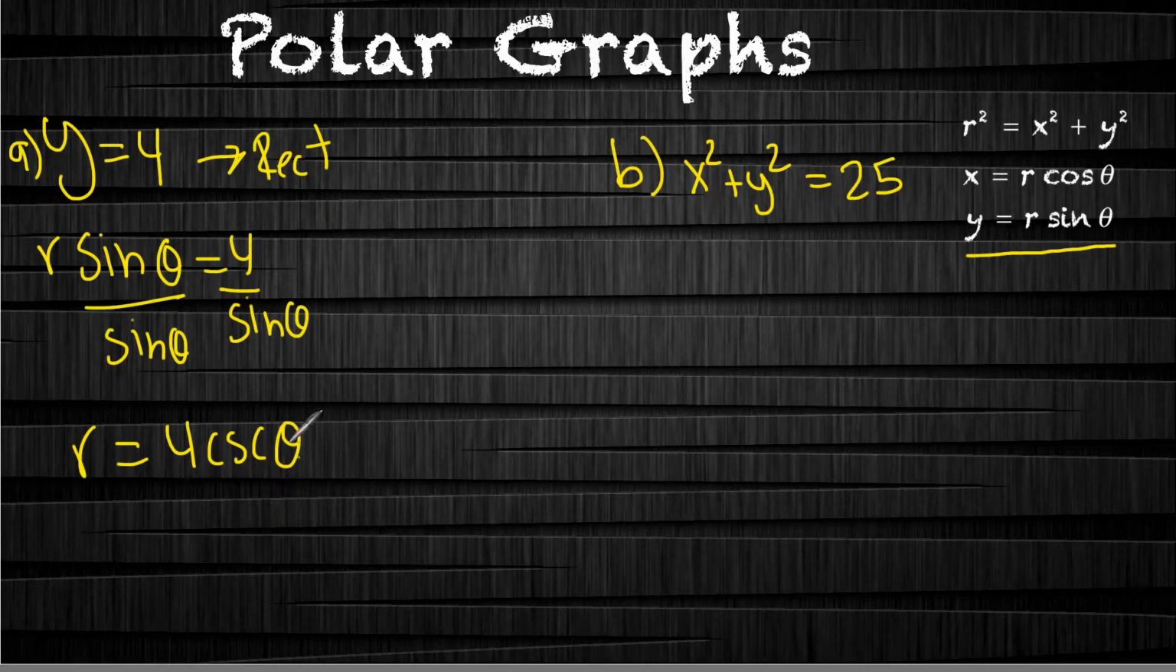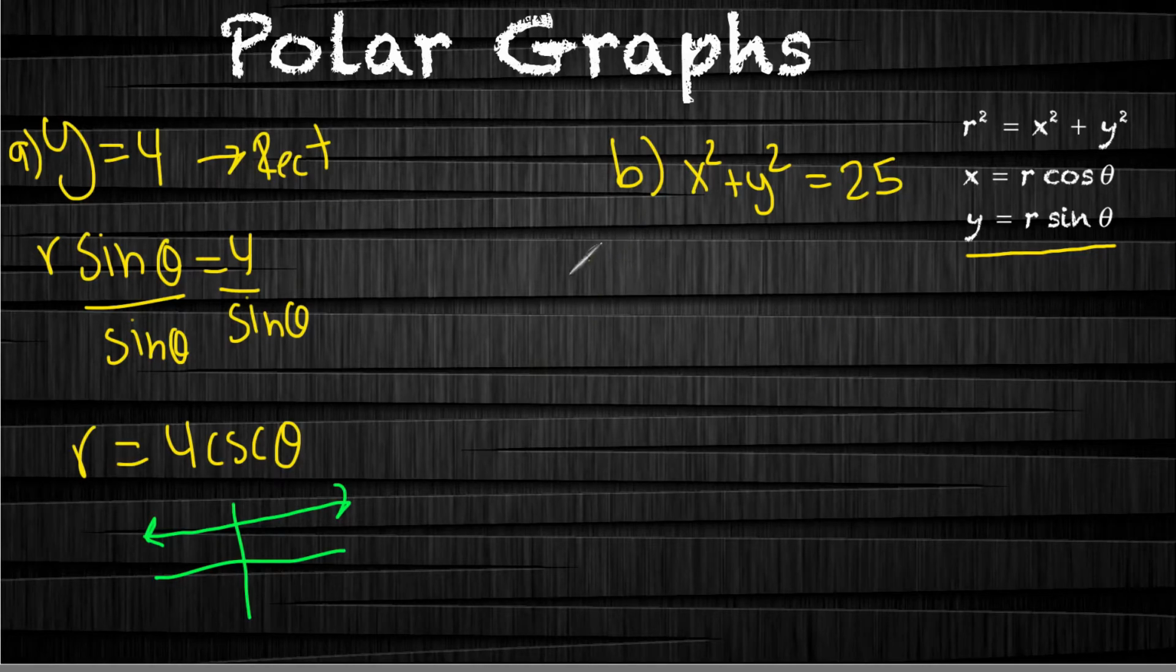And what does that mean? Well, we know that y equals 4 is nothing more than just a horizontal line. And so if our calculator was in polar mode and we wanted to graph a horizontal line, we would type in 4 cosecant of theta, and that would give us a horizontal line.